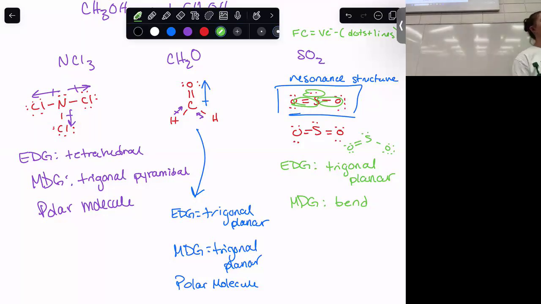Do we have polar bonds between our atoms here? Yes, we do. Where do they point? They're going to point towards oxygen. So do we have a polar molecule? Yes, we do.